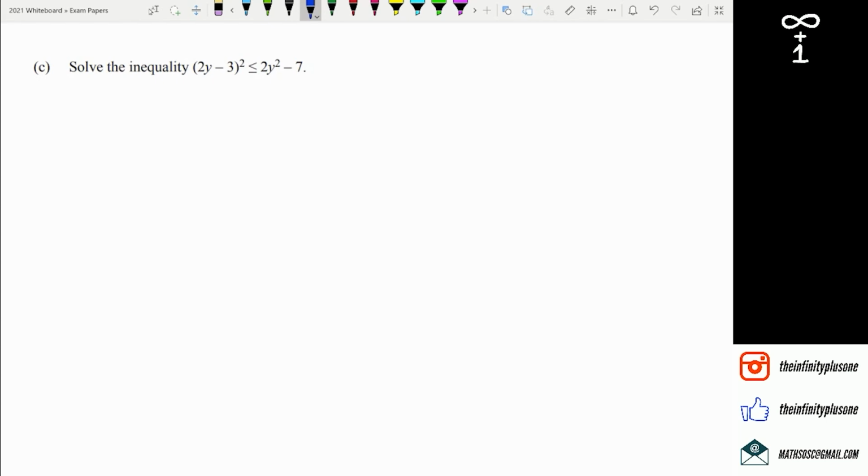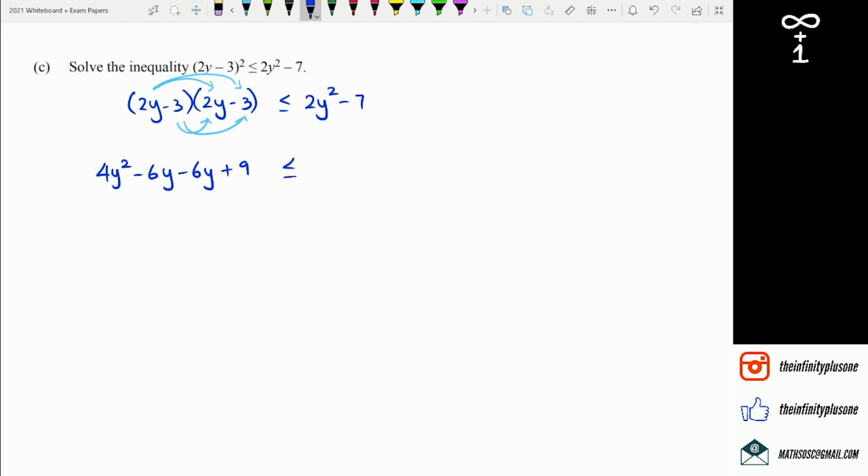So what I've got here is 2y minus 3, bracket 2y minus 3, and all of this is less than or equal to 2y squared minus 7. As I said before, pick whichever method works for you in terms of expanding your quadratic. In this case, I'm going to end up with 4y squared minus 6y plus 9, and all of this is less than or equal to 2y squared minus 7.